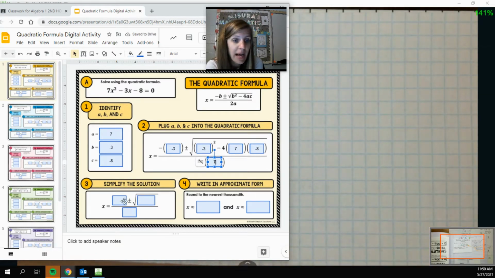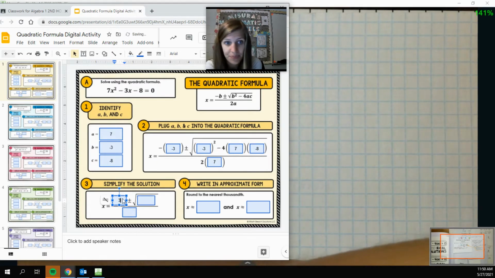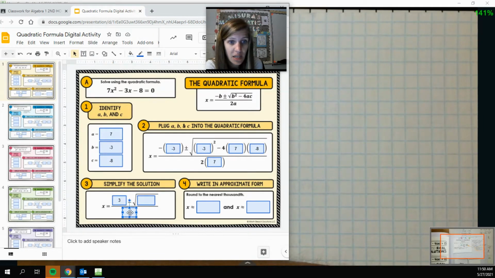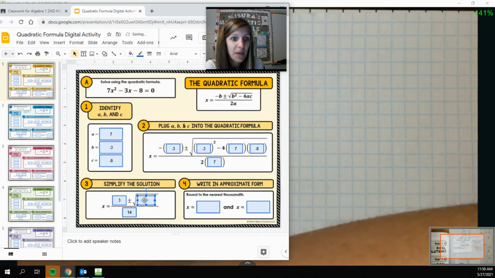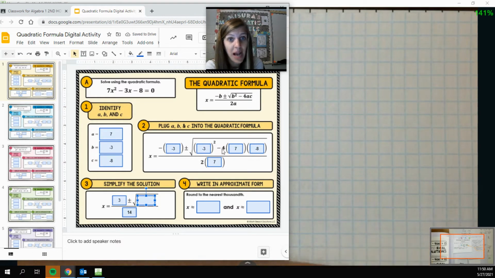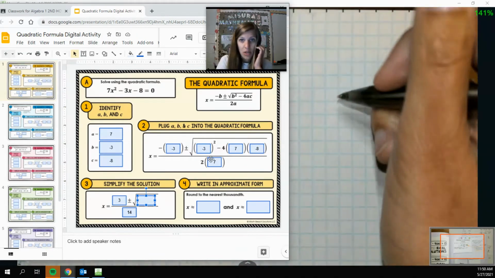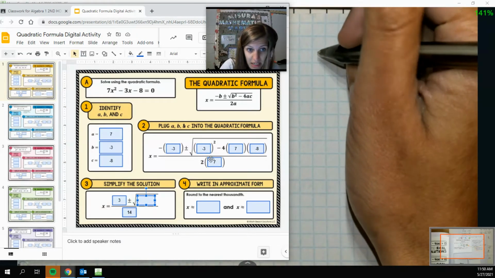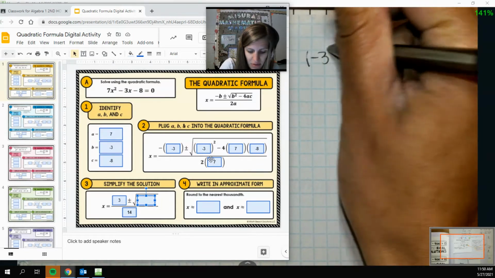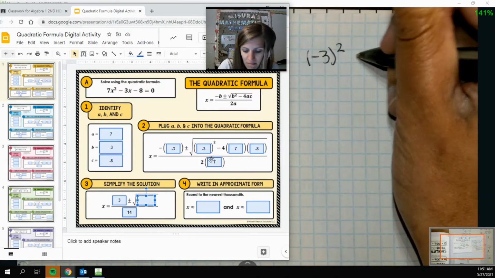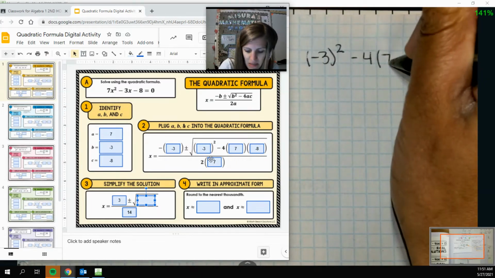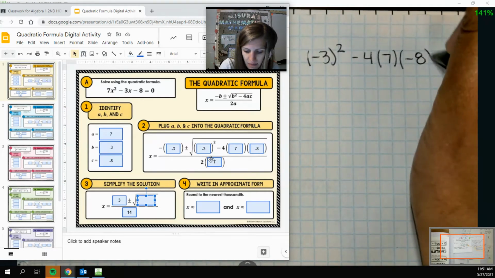Now when I go to the third box, I can simplify the two things outside the root kind of just in my head. Looking at this first part here, -3, that's just 3. And then the thing on the bottom, the denominator, is just 2 times 7, so 14. But to get one single number under the root, I need to do some side math. So that's what I'm going to do over here. And underneath the root, what I have is -3 squared minus 4 times 7 times -8.